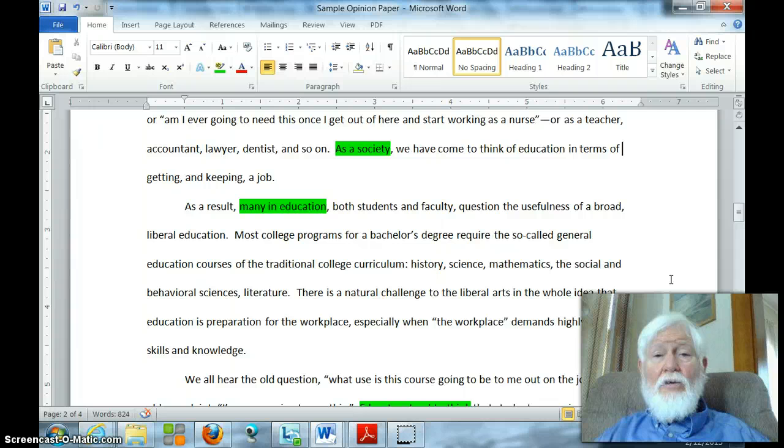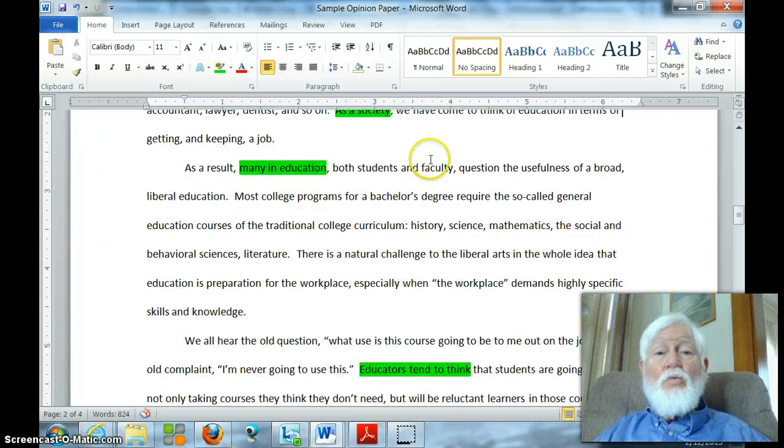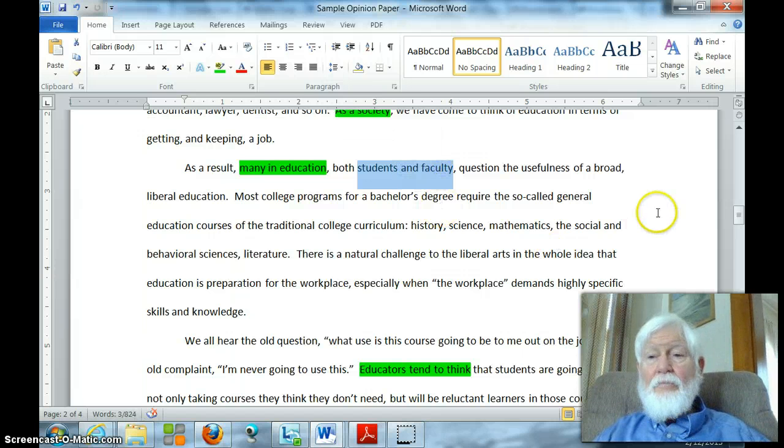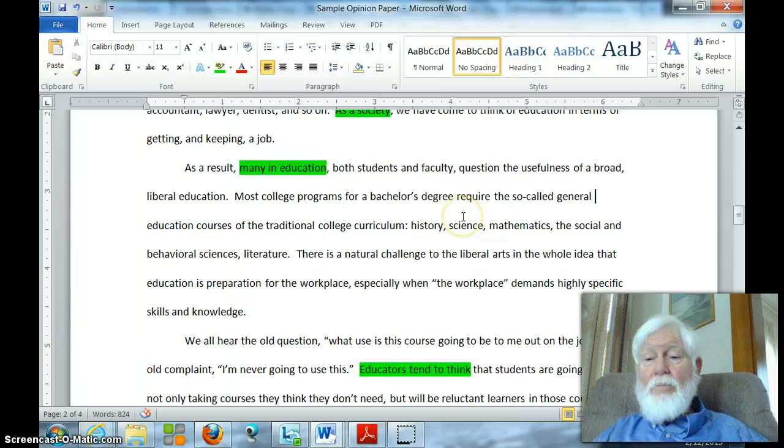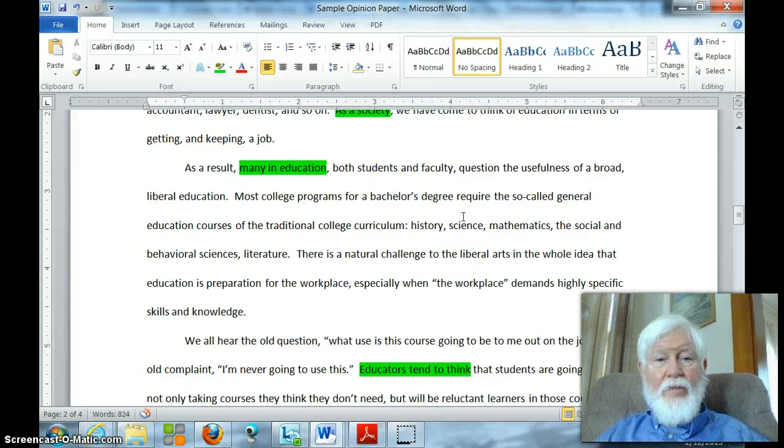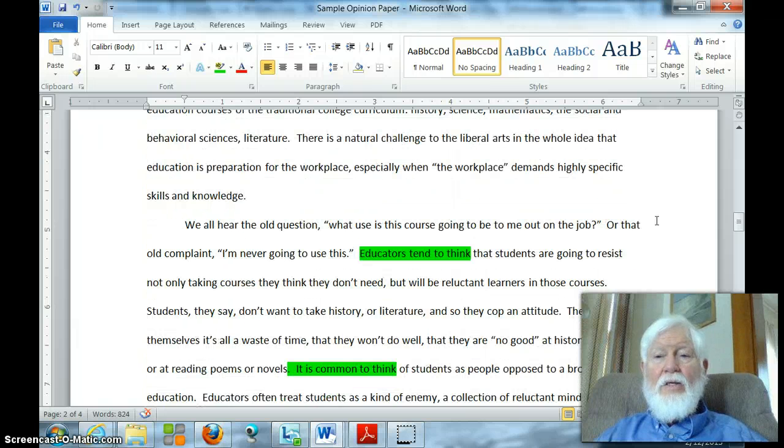Now we're going to narrow the focus of the topic. And we're going to narrow it, first of all, by referring to what people in education say, students and faculty. All right? And we're going to narrow not only who they are, but the subject itself. So now the subject becomes the usefulness of a broad liberal education. College programs for a bachelor's degree require the so-called general education courses. All right. History, science, math, and so on. All right, so we're narrowing the subject here.